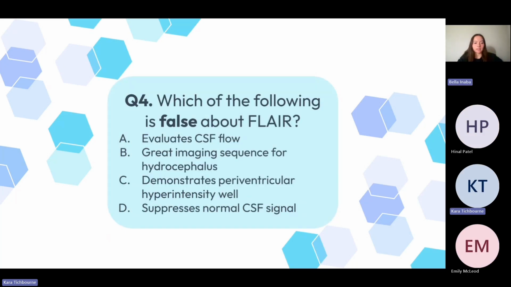And this is the last question. So which of the following is false about FLAIR? And the answer is A, evaluate CSF flow. This is not FLAIR, but this is a characteristic of PCMRI.